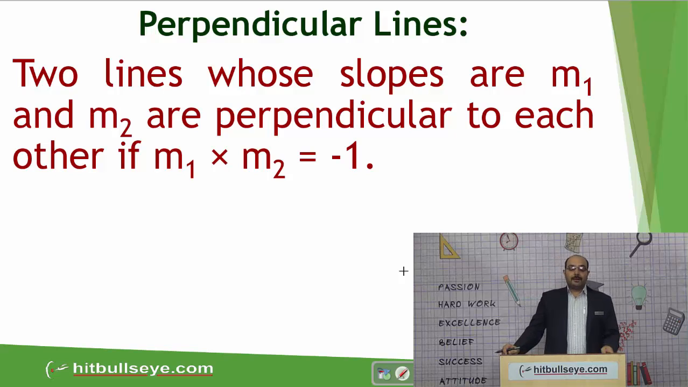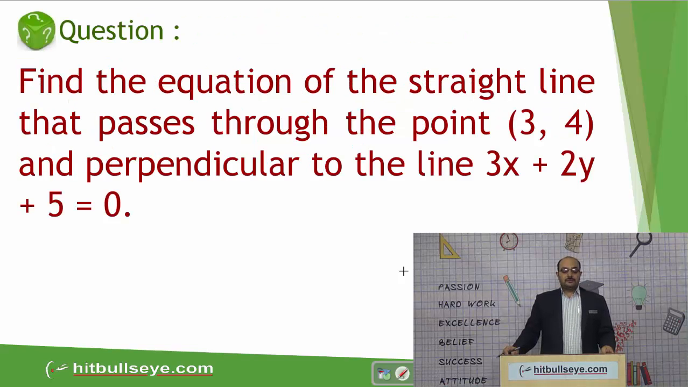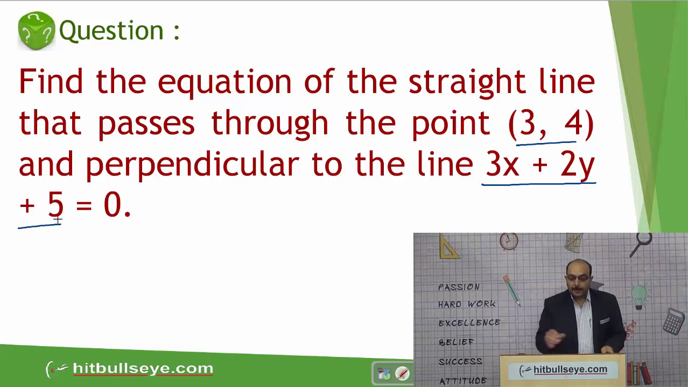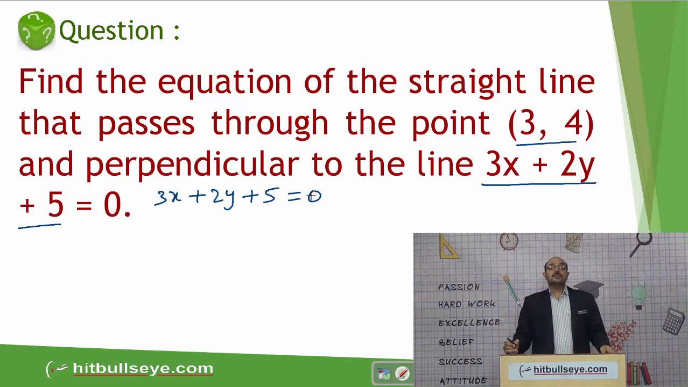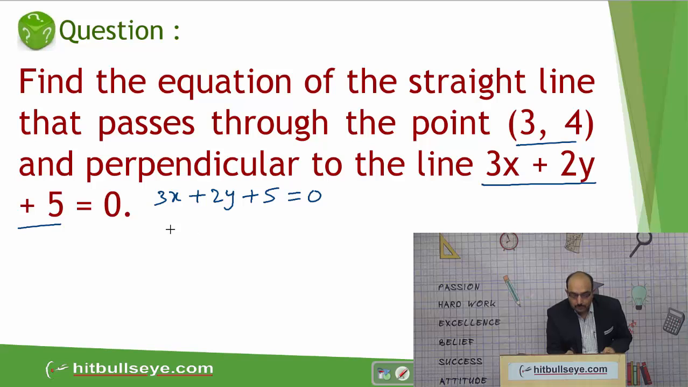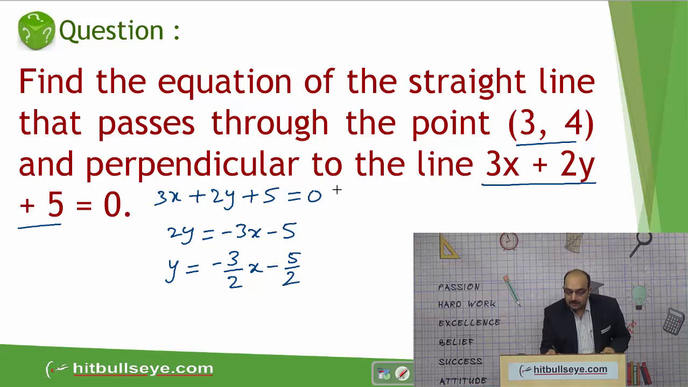So now the condition for perpendicular lines. Two lines whose slopes are m1, m2 are perpendicular if their product is -1. So find the equation of the straight line passing through the point (3, 4) and perpendicular to the line 3x plus 2y plus 5 equals 0. We'll first find the slope of this line. So we can write this as 2y equals minus 3x minus 5, which gives us y as minus 3 by 2 x minus 5 by 2. Hence, the slope of this line is minus 3 by 2.